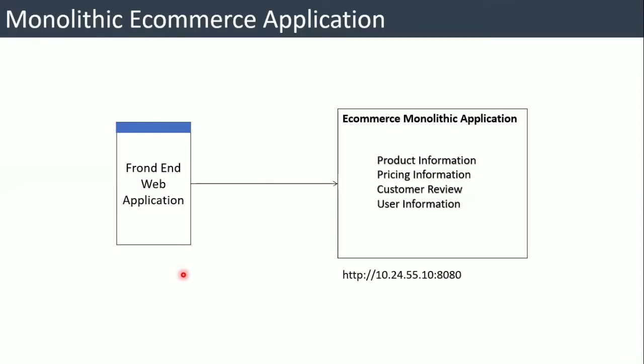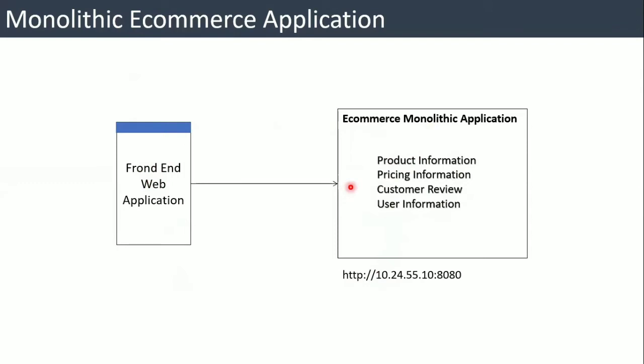There lives a big e-commerce monolithic application that has REST APIs for getting information about product, pricing, customer review, and user. This monolithic application was deployed on a server with an address and was serving its front-end application happily. Front-end application was happily calling the HTTP REST APIs and getting the responses back.